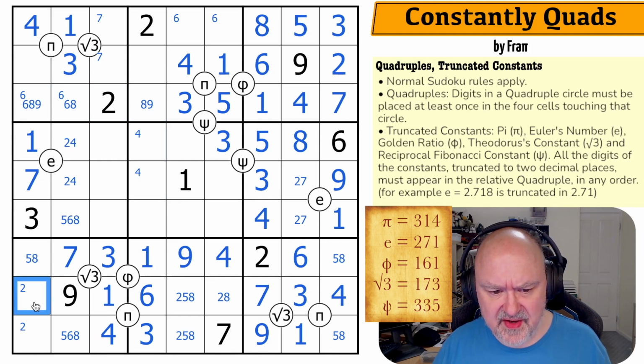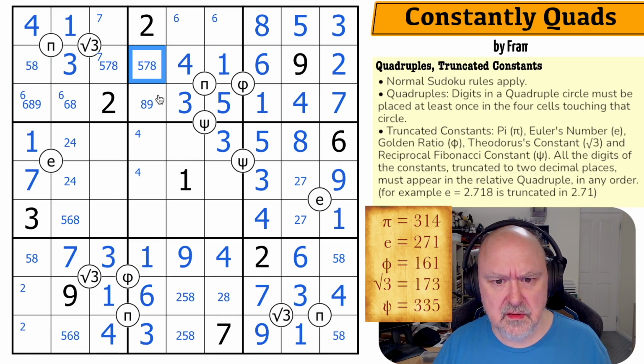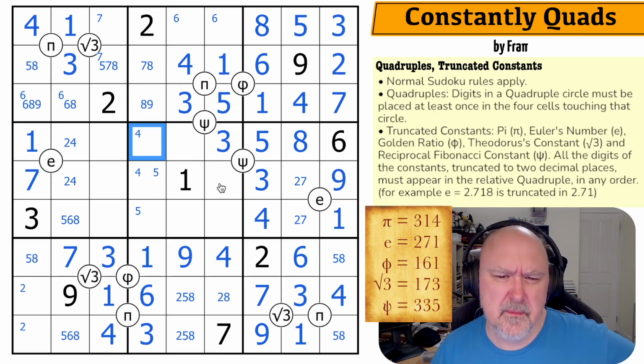There's 2, 5, 8. So 6 is in one of those two, but that's not. So what's this? This triple. It's 5, 7, and 8. This can't be a 7, and that can't be a 5. 5 is in one of those. Well, 5 is in one of those two because of the 5 looking across.